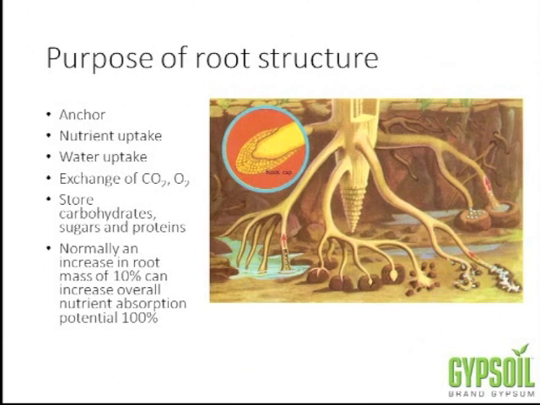Normally, when we look at root systems, if we can increase the root mass 10%, we can typically increase the overall nutrient absorption potential by almost 100%. So increasing that root mass is huge to maximizing those yields and getting us to where we want to go.